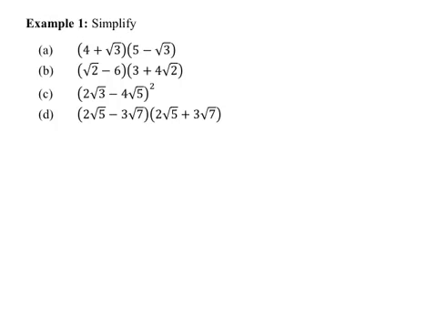So example 1, we've got 4 plus radical 3, the quantity, times the quantity 5 minus radical 3. And what we're going to do is we're going to FOIL. So first gives us 20. Then outer, 4 times negative radical 3, is going to be negative 4 radical 3. There's nothing I can multiply there. One's on the outside, one's under the radical. Then the inside is going to be 5 times positive radical 3. And then the last term is going to be radical 3 times negative radical 3, which is going to give me negative radical 9.